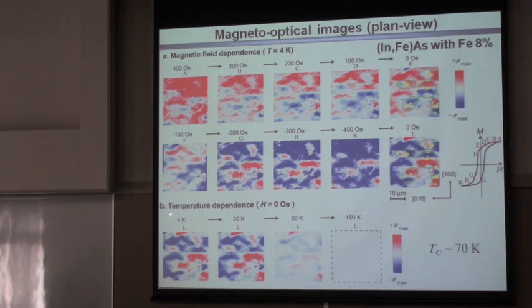And then we measured the temperature dependence at zero field. Starting from this zero field remanence state at 4 Kelvin, we see color contrast due to the domain structure. But with increasing temperature, the contrast becomes weak. And we completely lose the contrast at 70 Kelvin. So this means the Curie temperature of each ferromagnetic domain is 70 Kelvin, which is consistent with the previous SQUID measurements.